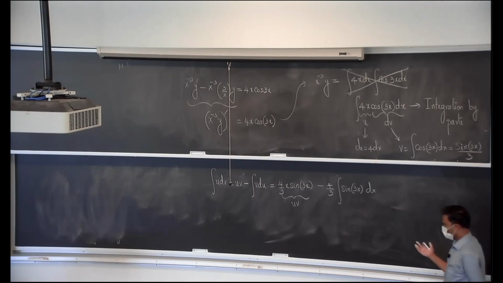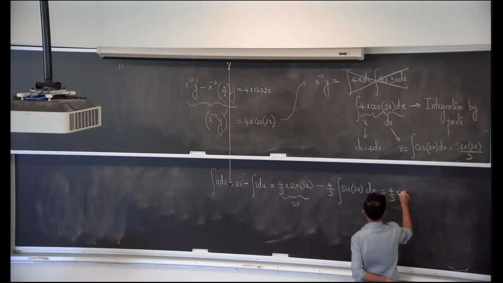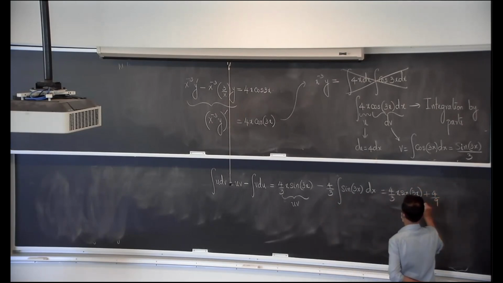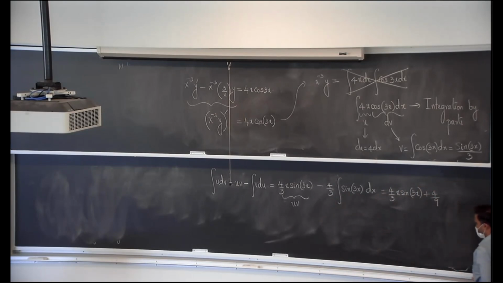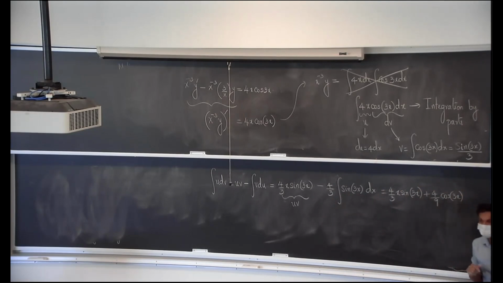And the integral of sine, don't forget, has a negative to it. That's negative cosine divided by another 3. So it's going to be 4/3 x sine 3x plus 4/9, because the integral of sine is negative cosine 3x.